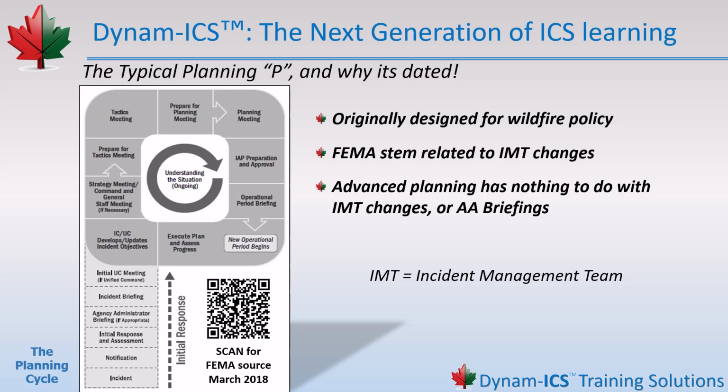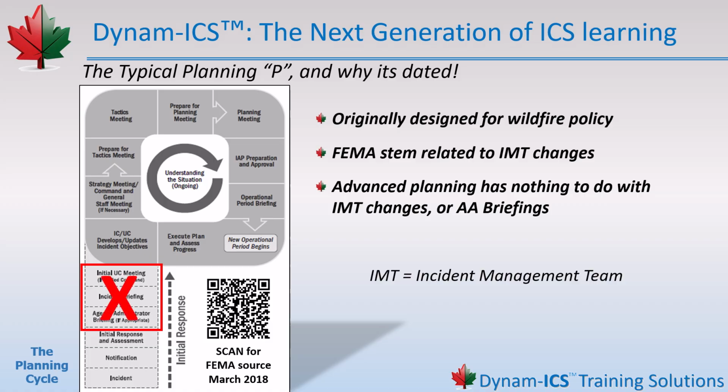To understand why the planning P looks the way it does, it helps to understand where it came from. The planning P was originally developed in a wildfire environment. In large wildfire incidents, it was common for several things to happen at roughly the same time. As incidents grew, agencies would often move into unified command, establish a more formal incident management team, and begin forward planning for upcoming operational periods, all in parallel. Because those steps frequently happen together in that specific context, they were visually grouped together in the planning P diagram.